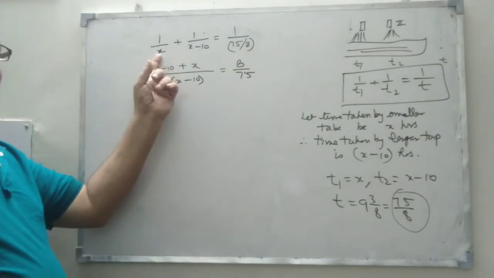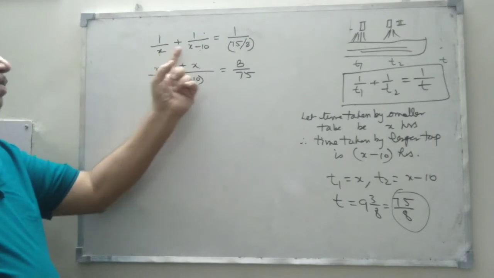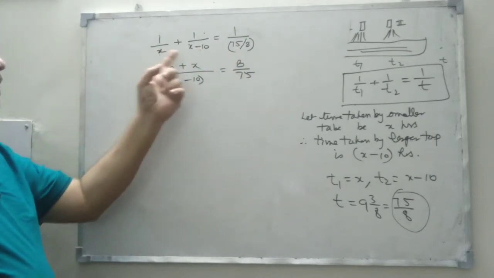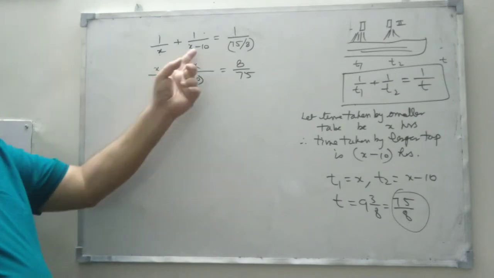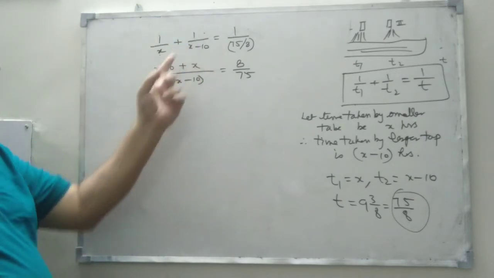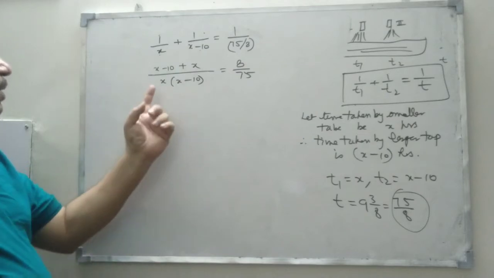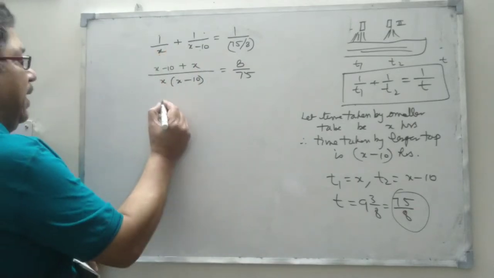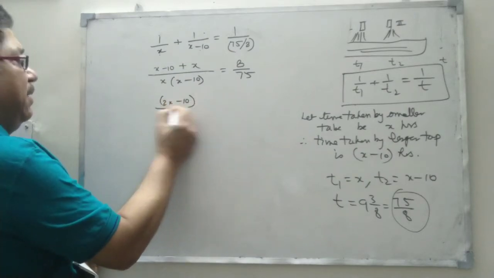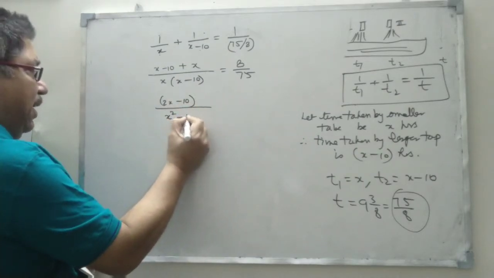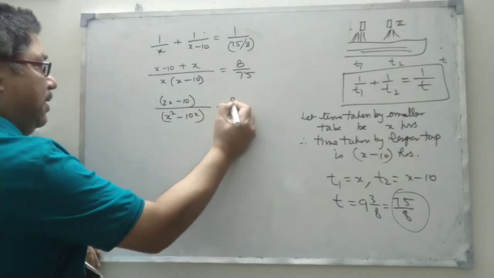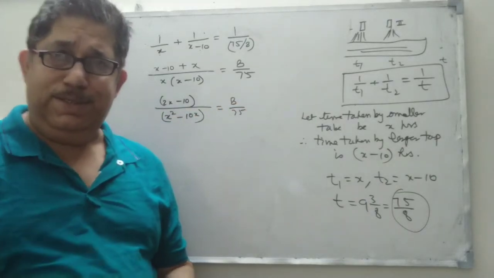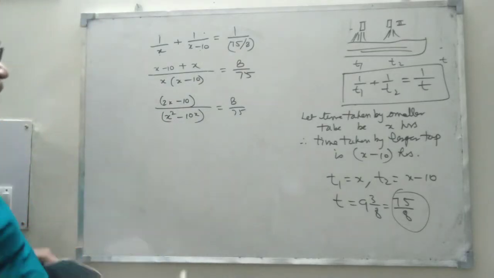Let's see it again. 1 by t1 plus 1 by t2 is equal to 1 by t. Naturally all we have to do now is to take LCM. X minus 10 here plus x. So x minus 10 plus x is here. X into x minus 10, that is the denominator. So 2x minus 10, and in the denominator we have x square minus 10x is equal to 8 by 75. Now we are going to get a very, very interesting quadratic equation in about 2-3 steps more.